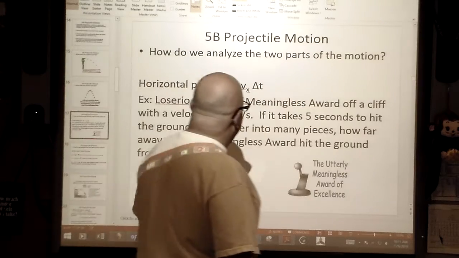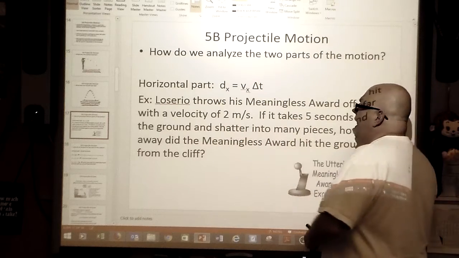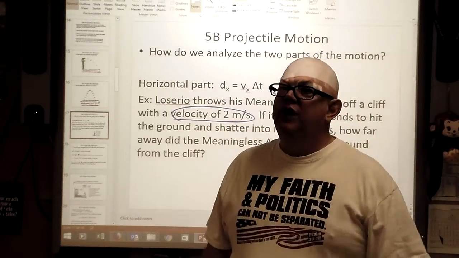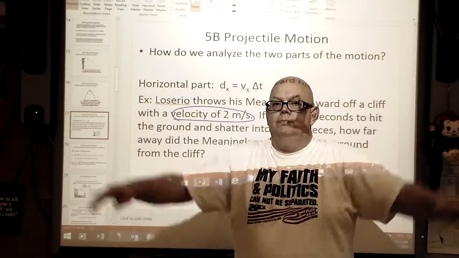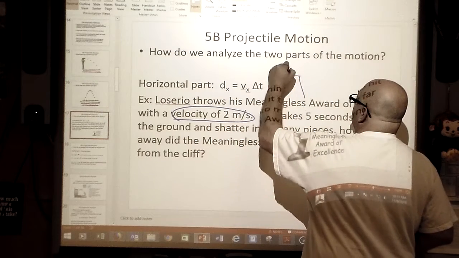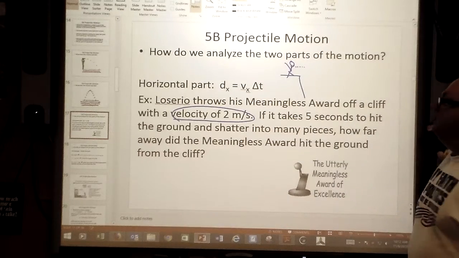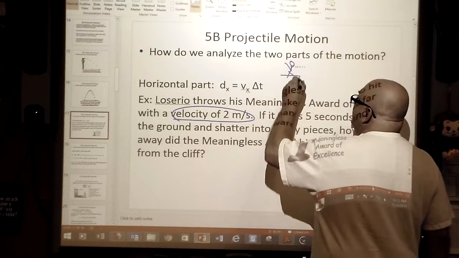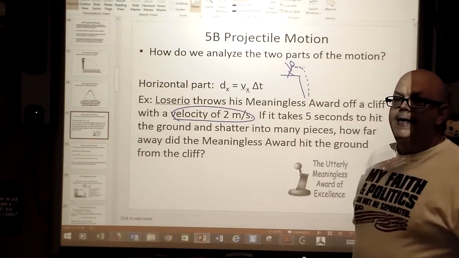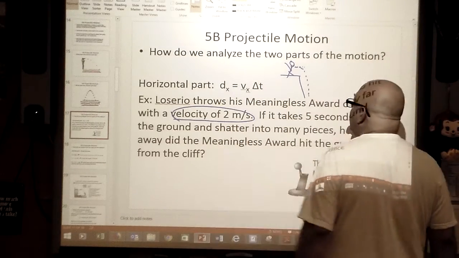Okay, so we look at it. What's in the information that we have here? Well, we have a velocity of 2 meters per second. Now, wait a minute, what kind of velocity is this? It's horizontal, because he's throwing it horizontally off the cliff. So the moment that he lets go, gravity is going to start affecting it and it's going to go down. Otherwise, horizontally, it's still traveling at 2 meters per second.